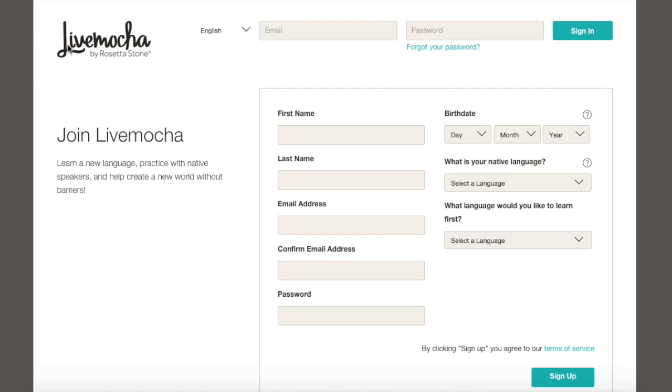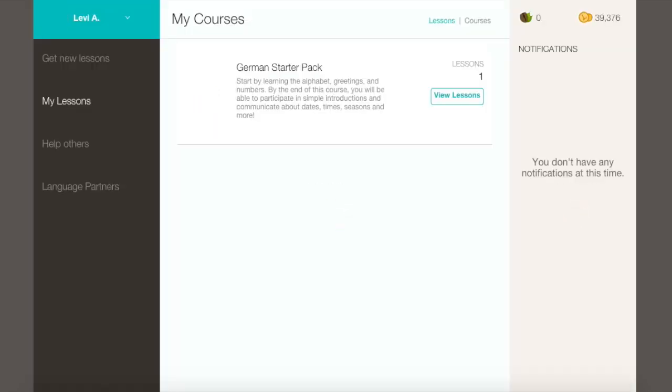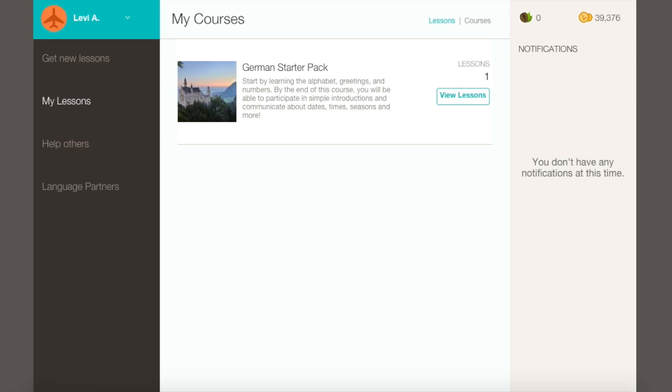So Livemocha is a nice little website that you can go to and try things out and see how you like it. I've had a little bit of time to work around on Livemocha's new version of their website. They're beta testing it right now. Once I got into it, you can clearly see that there's a huge difference in the color scheme, but other than that, a lot of the same stuff is still in there.